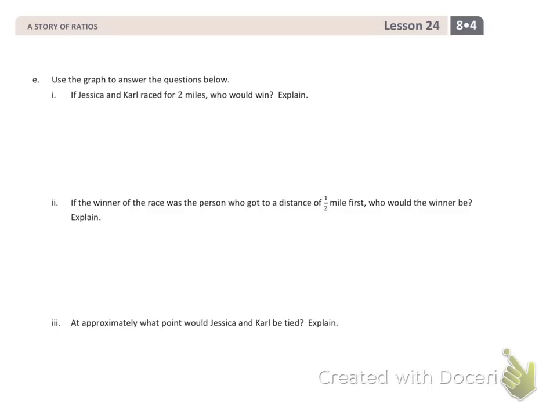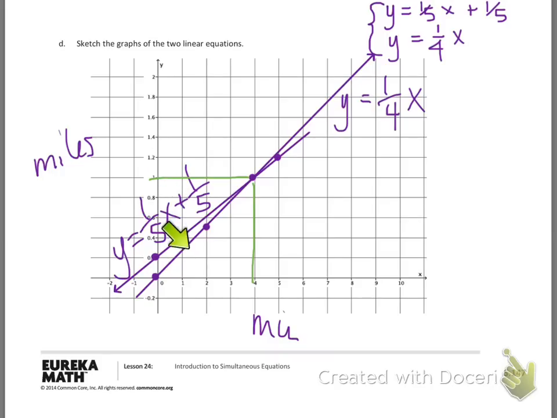So use the graph to answer the questions below. If Jessica and Carl raced for 2 miles, who would win? Explain. So if they raced for 2 miles, 2 miles would be right up here. And if I carry it over, you'll notice that this is Carl's line. And so if we want to extend, I'm going to use green to do it, if we want to extend Jessica's line, it's going to come out here somewhere. So at 2 miles, Carl would win if that was the ending point. Carl would be the winner even though he had to stop for a minute and tie his shoe.